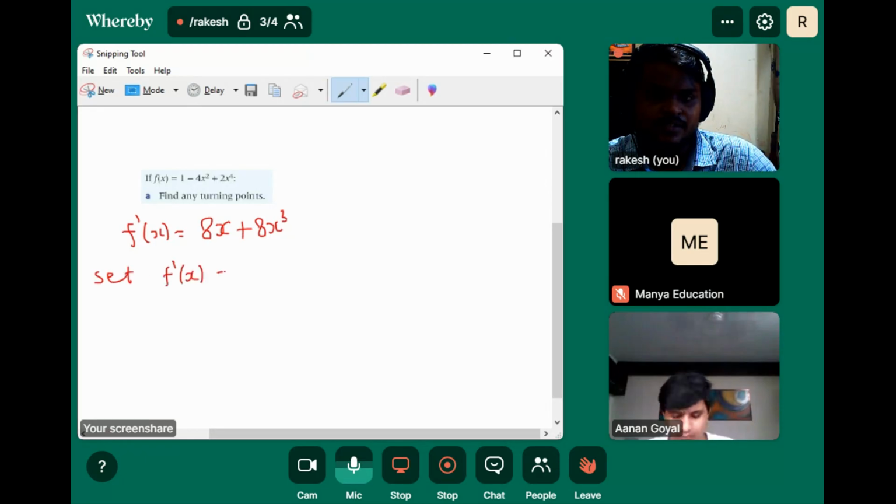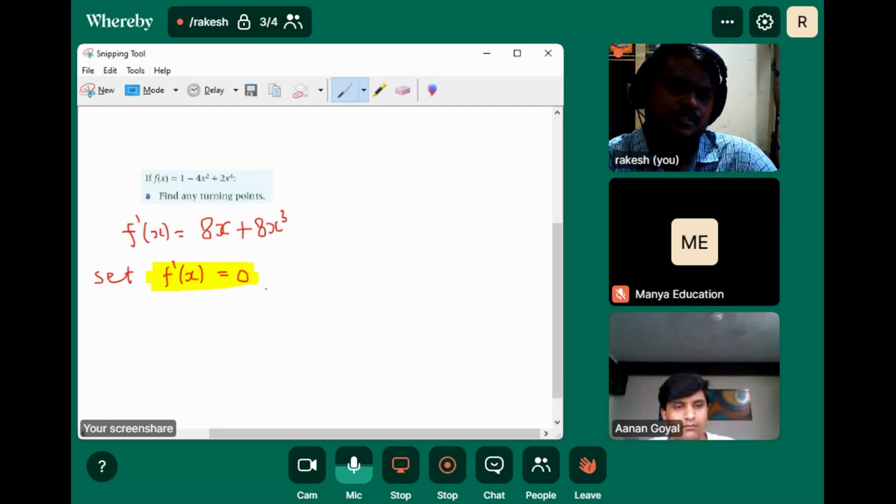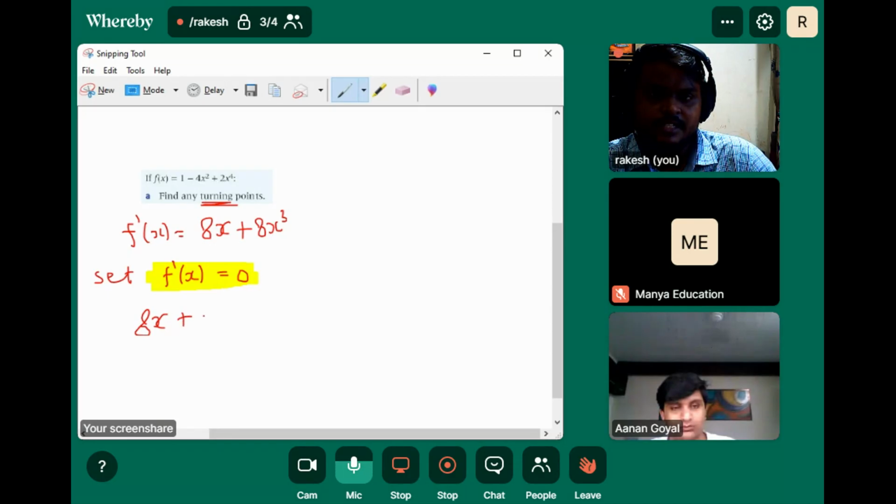Why do we set f dash x equal to 0? I think you got an idea about this. Because at turning points, the gradient, the slope, is zero. Yes, the gradient of the tangent is 0, and then that will give us all points where the tangent is horizontal, right? So if we set f dash x equal to 0, it means 8x plus 8x cube is equal to 0.